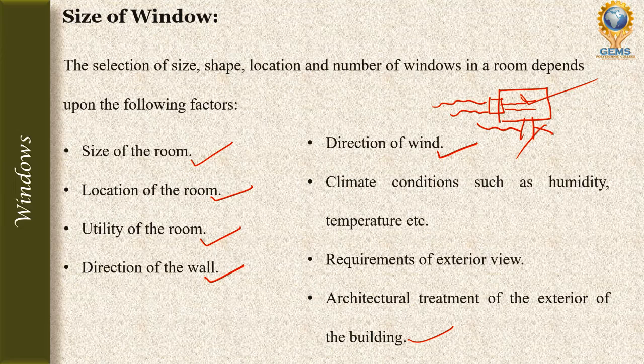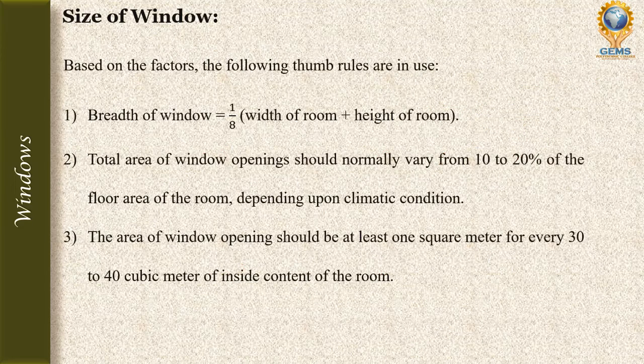So from these conditions and the following factors, we will select the size of the window. Based on the factors, the following thumb rules are used to find the size of the window. First, if you want to find the breadth of a window, we can find it out if you know the width of the room and the height of the room. If you know these two, we can find the breadth of the window.